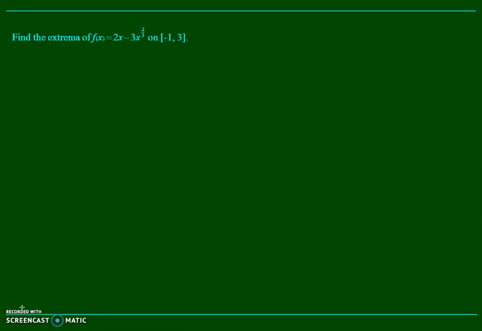This is part 5 of the series Applications of Differentiation, and we're continuing with finding extrema on a closed interval. So, as we have in the past, we're going to find the extrema of this function, 2x minus 3x to the 2/3 on the closed interval -1 to 3. So, we're going to take the first derivative.